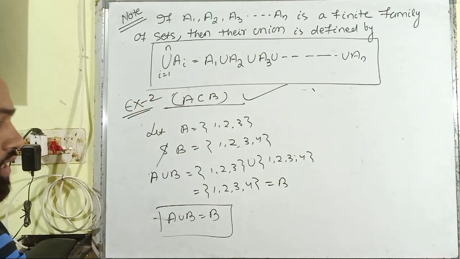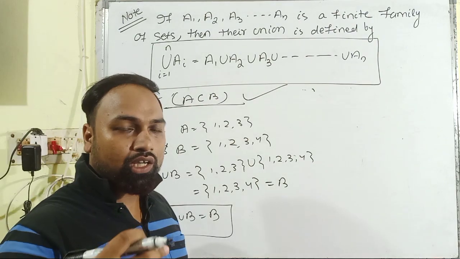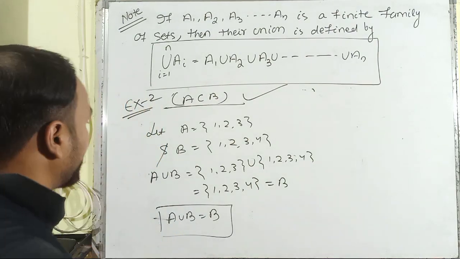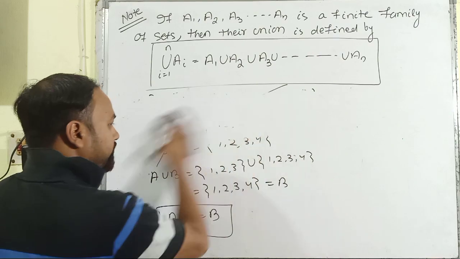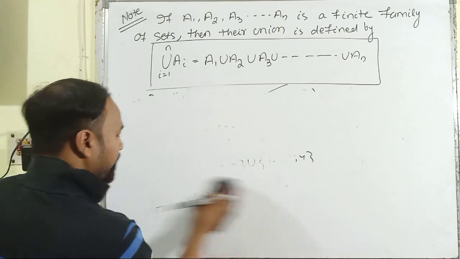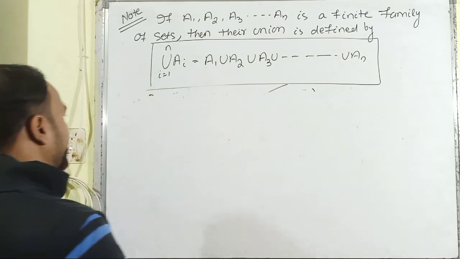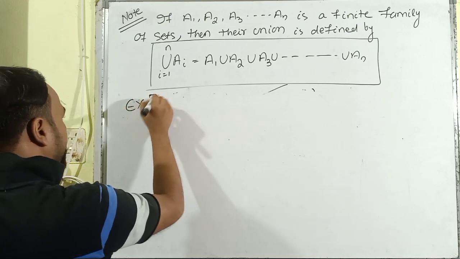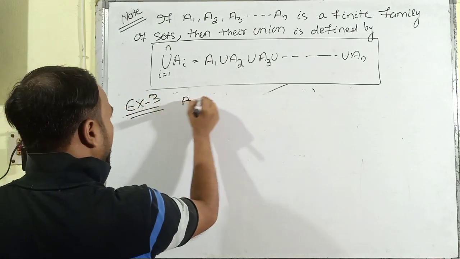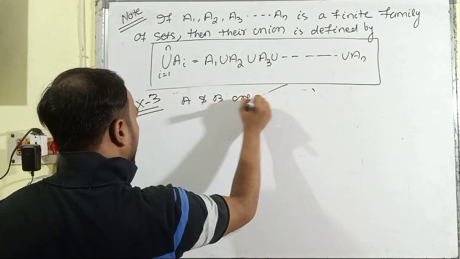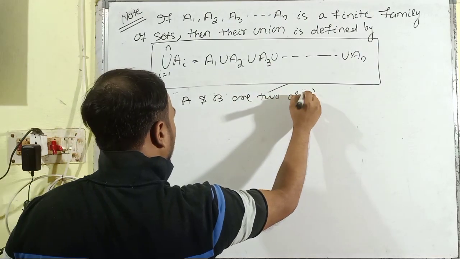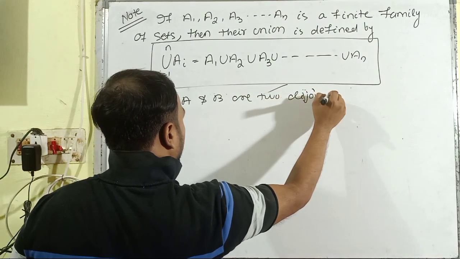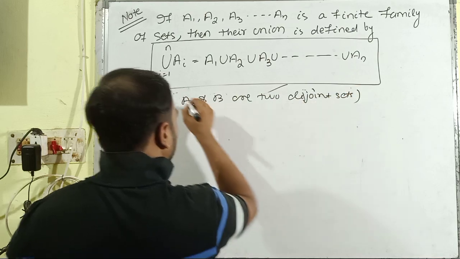Then moving towards example number 3, based upon case number 3 of the operation of sets, where A and B are two disjoint sets. Example number 3: A and B are two disjoint sets.